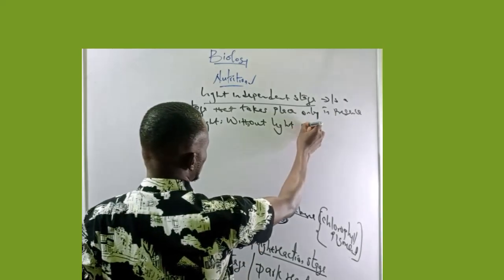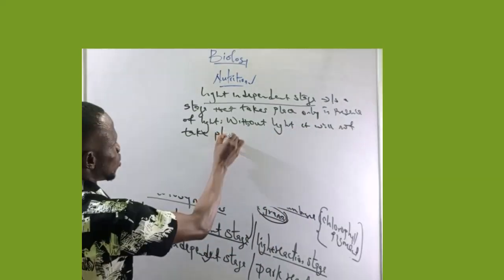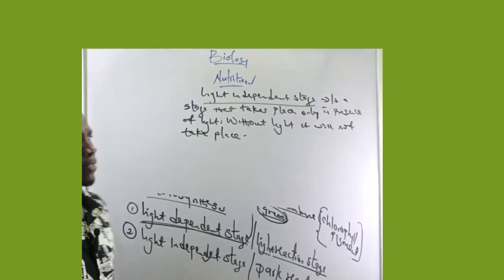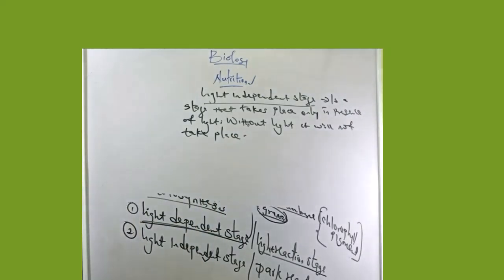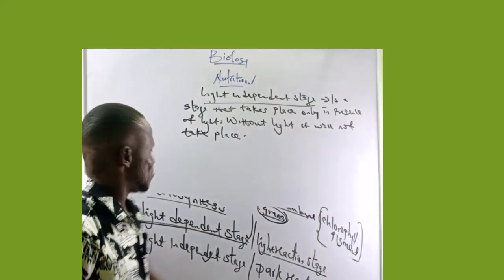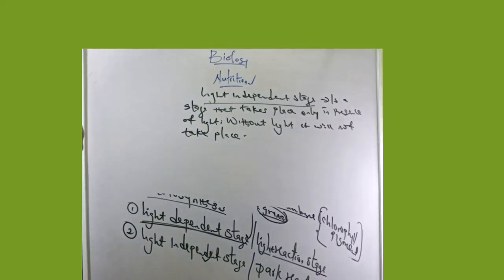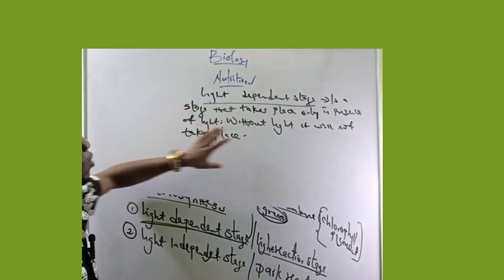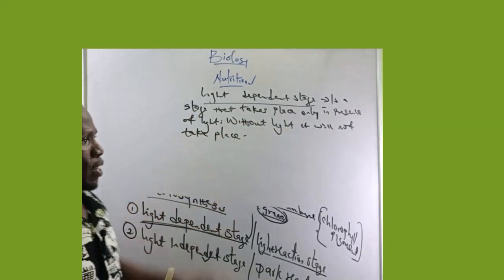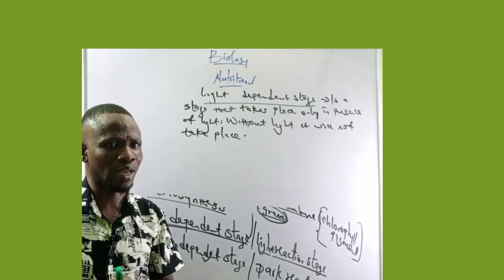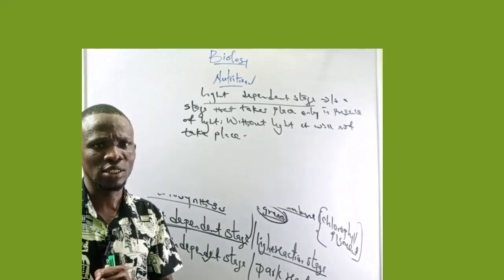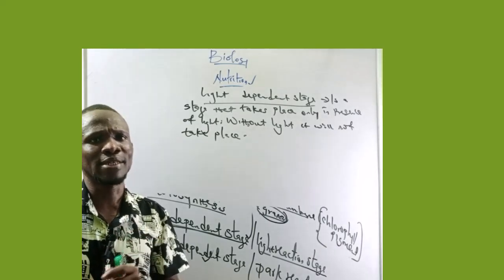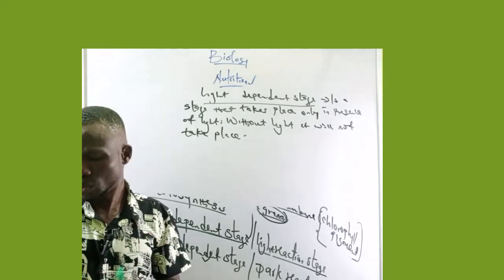Without light, it will not take place. We say that photosynthesis uses energy from the sunlight. This energy from the sunlight is absorbed in the light dependent stage. So it's a stage that takes place only in the presence of light. Without light, it will not take place. The absorption of this energy from the sunlight takes place at the first stage of photosynthesis, which we call the light dependent stage. It depends on light to take place.